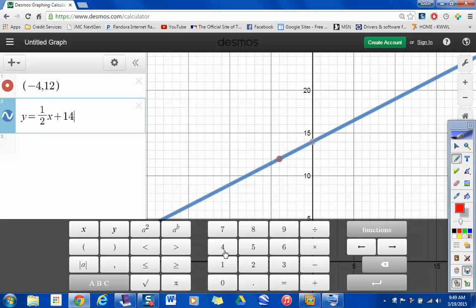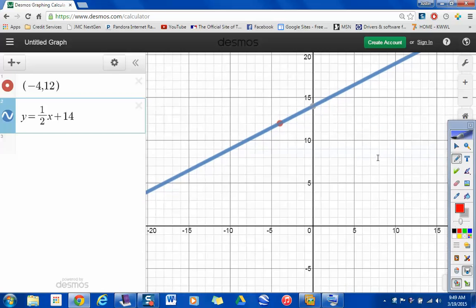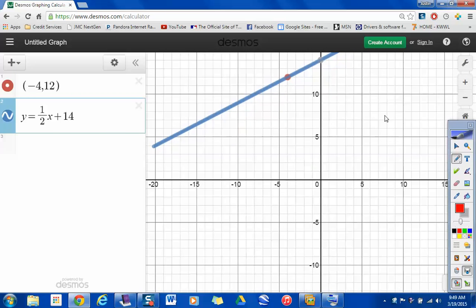Does this also pass through the point? Whoops, let me get rid of my keyboard. Or I'll just slide this up, that's what I'll do. You just do 1 divided by. Hey, I got a question. Does this pass through the point -4, 12? In other words, left 4 and up 12 units? Oh, yeah. Does it pass through that point?